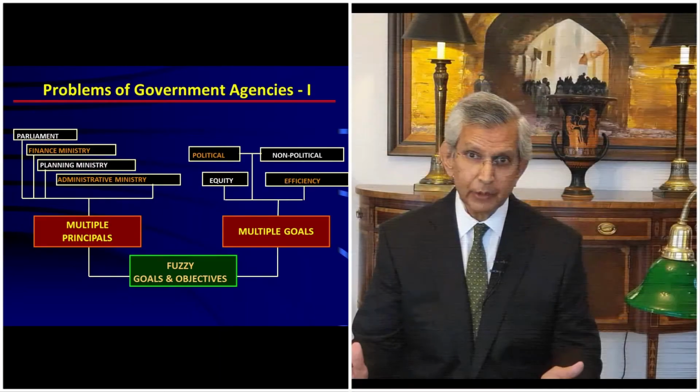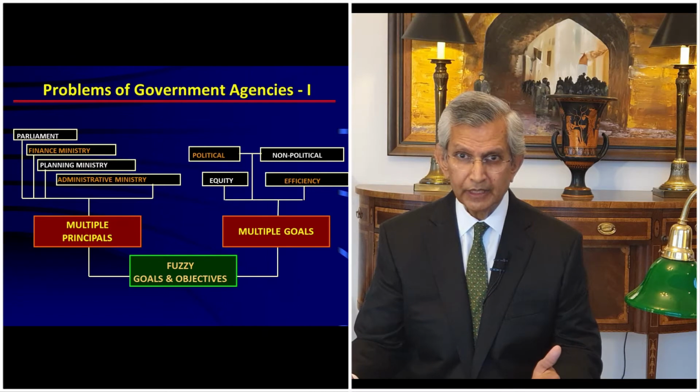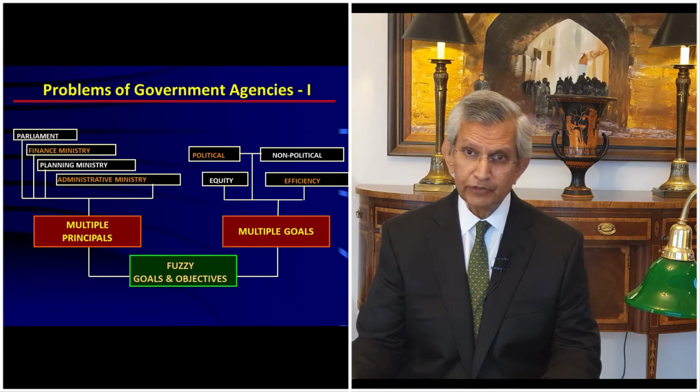Now, that should not be a problem, because after all, in private sector, they have hundreds and thousands of shareholders. But the difference between the public and the private sector is that whereas in the private sector, all of them have the same objective, in the public sector, everyone has a different objective. Somebody wants equity, somebody wants efficiency, somebody wants political objectives to be fulfilled, somebody wants non-political objectives to be fulfilled. So as a result, you have a situation in the government or in public sector in general where there are multiple principals who have multiple goals which are often conflicting.